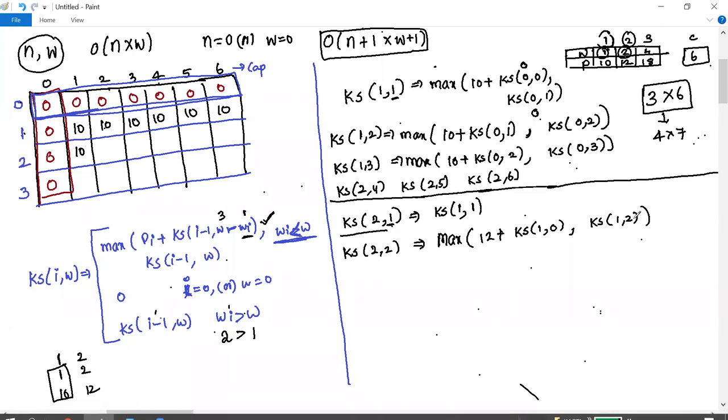Now, ks of 1, comma 2. 1, 2 is what? 10. 1, 0 is what? 0. 12 plus 0 is 12. 10. Max of 12, comma 10 is 12. What is the meaning of this one? Can you please tell me?